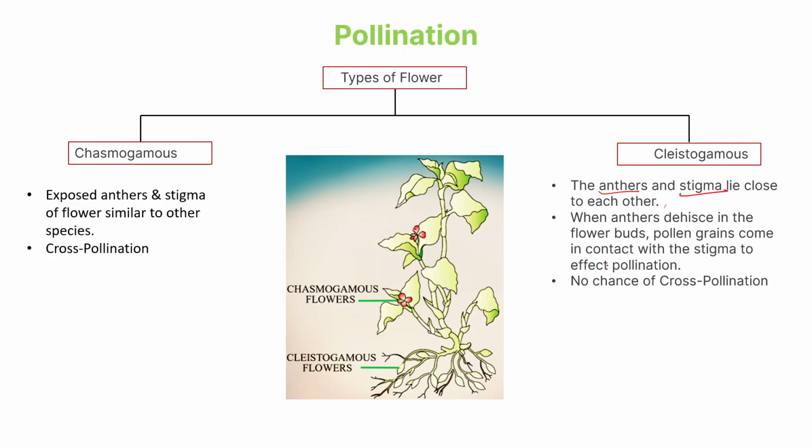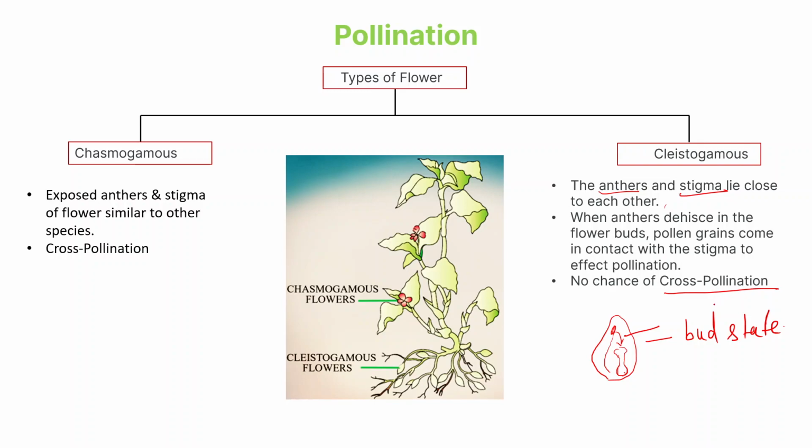And how are they close to each other? Because the flowers never sprout. They remain at bud state, and inside this bud you will see that there are anthers, and inside it there is a female reproductive organ of this flower. Inside the flower, the pollination takes place. So when anthers dehisce in the flower bud, pollen grains come directly in contact with the stigma and they effect pollination. So there is no chance of cross pollination.